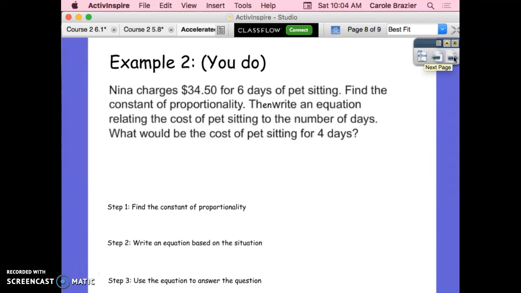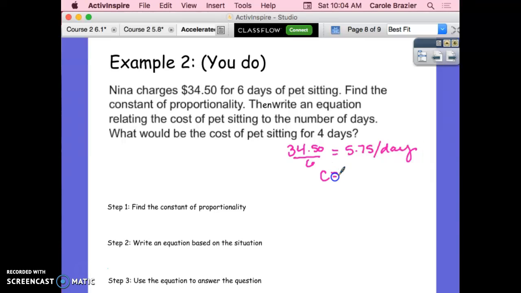Welcome back. Okay, so Nina charges $34.50 for 6 days of pet sitting. Find the constant of proportionality, then write an equation relating the cost of pet sitting to the number of days. What would the cost of pet sitting be for 4 days? So there's 3 different things you had to do. So first you had to do $34.50 divided by 6, and you would have found that she charges $5.75 per day. Okay, then I have to write an equation.